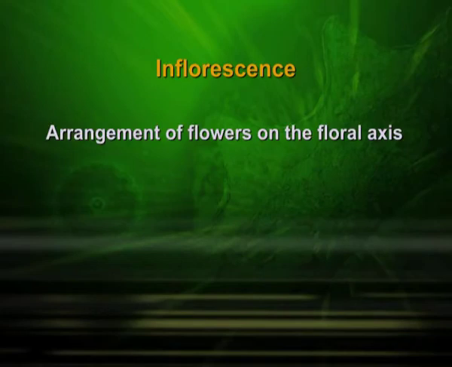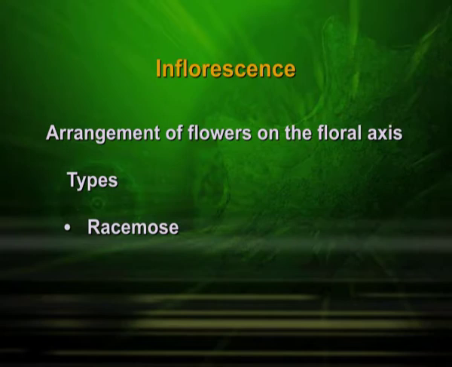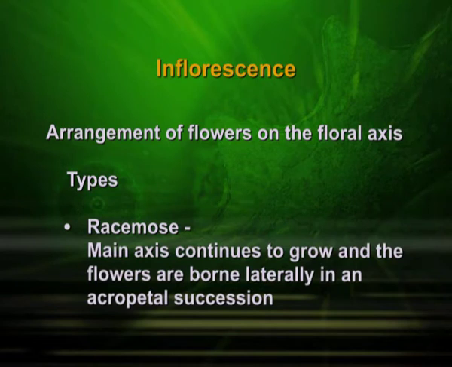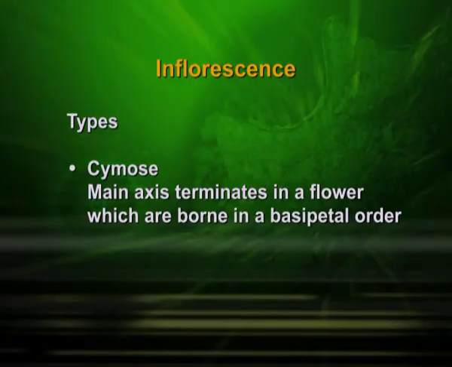Inflorescence, the arrangement of flowers on the floral axis. This is referred to as inflorescence. Now, there are two types of inflorescence. The first is the racemose inflorescence and the second is the cymose inflorescence. In racemose inflorescence, the main axis continues to grow and the flowers are borne laterally in acropetal succession. In case of cymose inflorescence, the main axis terminates in a flower, and the flowers are borne in a basipetal order.